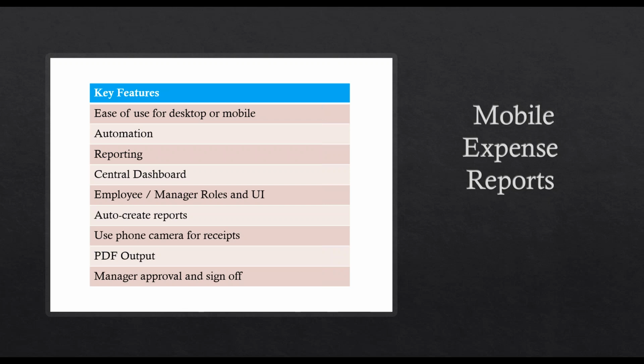We need to accommodate for user roles. Naturally, we've got our regular employees, but also we have managers and folks who are actually approving the expenses. So the process, interface, accessibility, things like that need to be a little bit different depending on your role in the process. We want to be able to use the phone camera for the receipts because we're really trying to streamline the process, that type of thing. PDF output for our reports, and we need a system for the manager to give their approval and sign off.